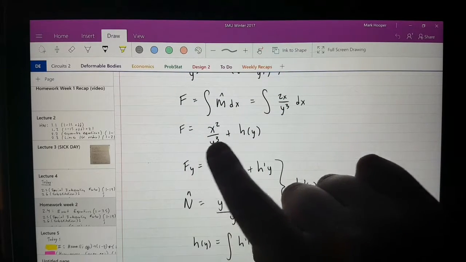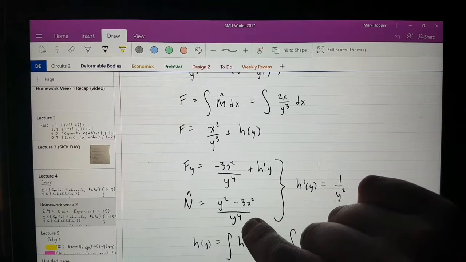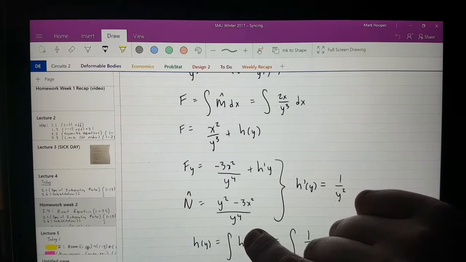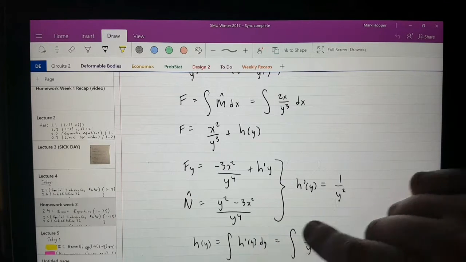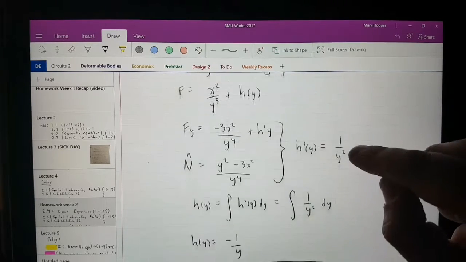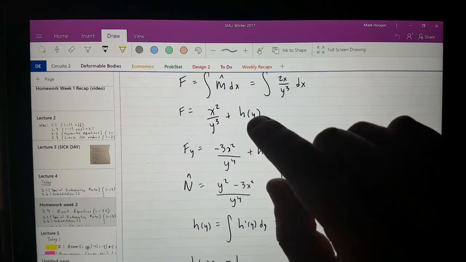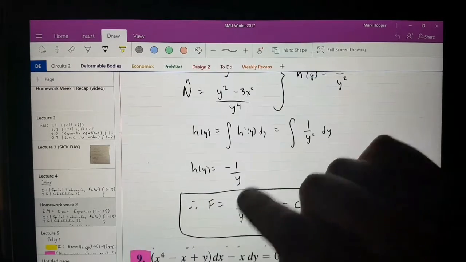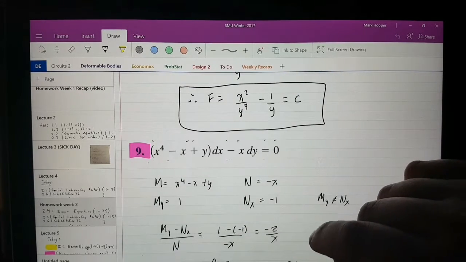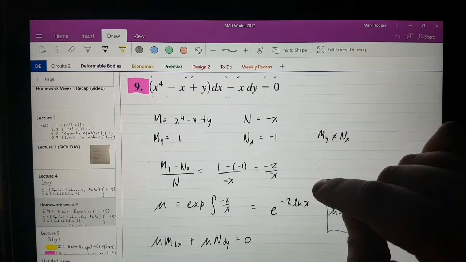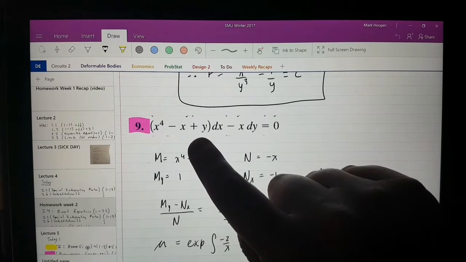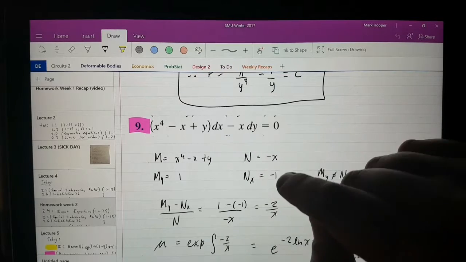So this is f, so let's take f of y. h prime of y is going to be y squared over y to the 4th, so it's 1 over y squared. And then you can integrate that and get that, so then you take that and add it to this, replace h of y with that, so there's f. So exact same thing here. Let's call that one M, let's call that one N.